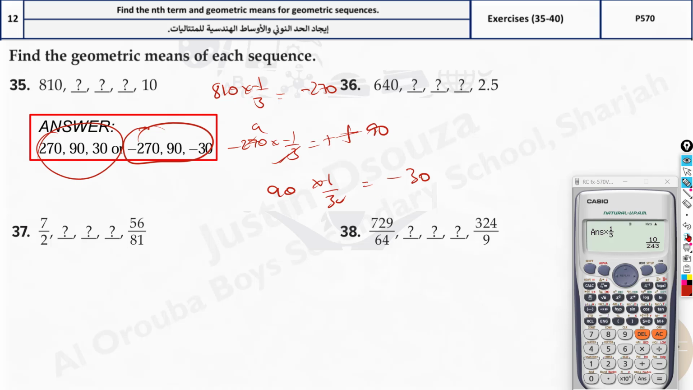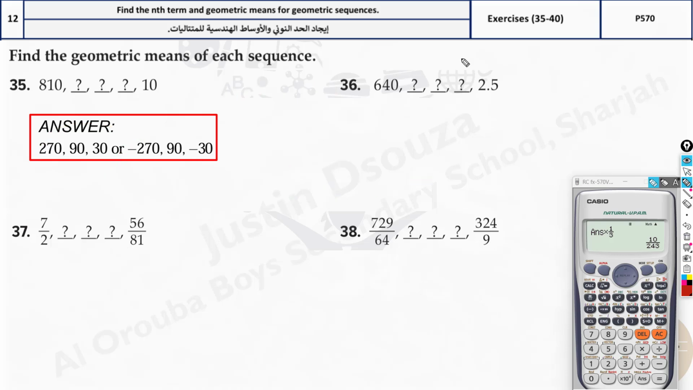We'll do one more problem here. Let's do a difficult one, the last one over here. So first one, a1, an, and there are 5 terms. n is equal to 5. So we will substitute in the first formula. a5 is equal to a1, that is 729 divided by 64, multiplied by r to the power 5 minus 1. So it is 324 divided by 9 is equal to 729 divided by 64 r to the power 4.